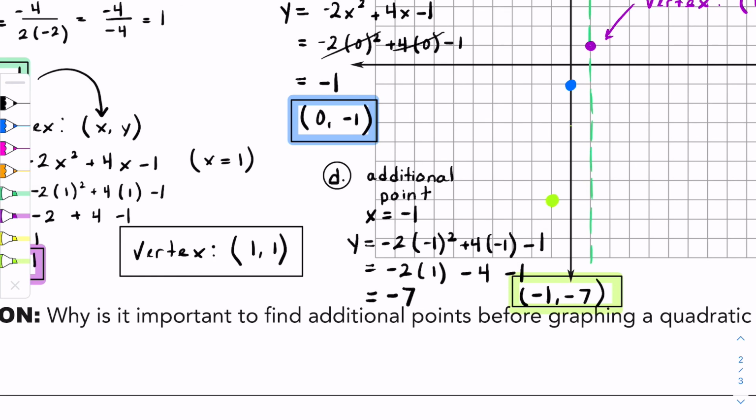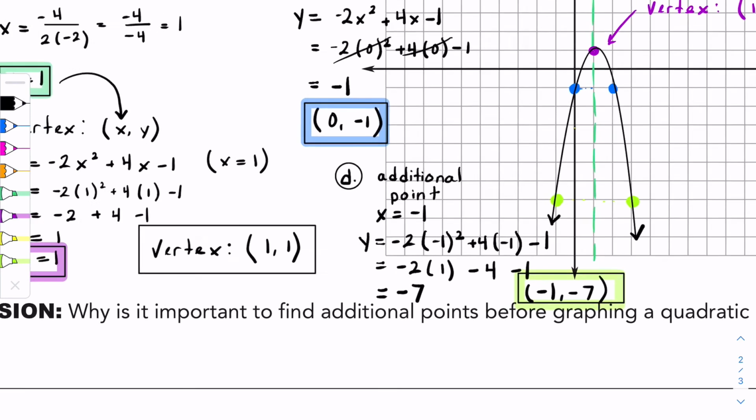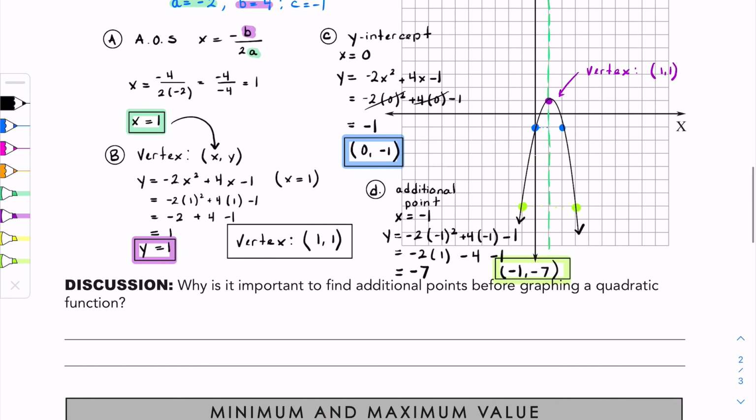Okay, once we have our vertex, our y-intercept, and our additional point graphed, we can now reflect our y-intercept across the axis of symmetry, and we can also reflect our additional point across the axis of symmetry. After you have those 2 points graphed, you can sketch your curve, which should appear to be in the shape of a U, and in this case it is opening down. This is your final graph with 5 points on it.